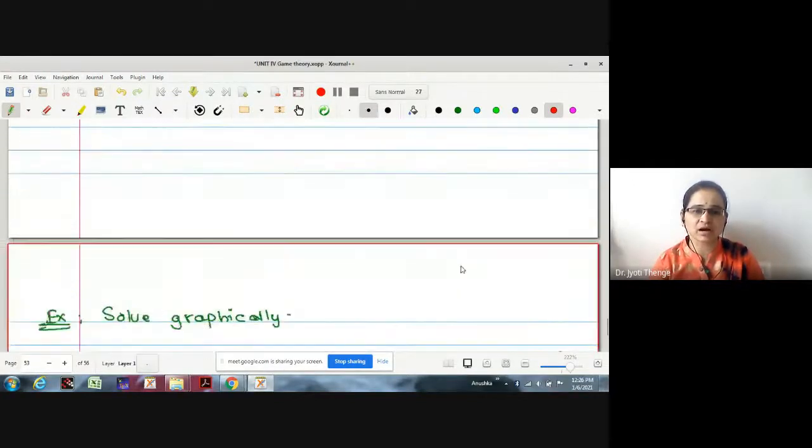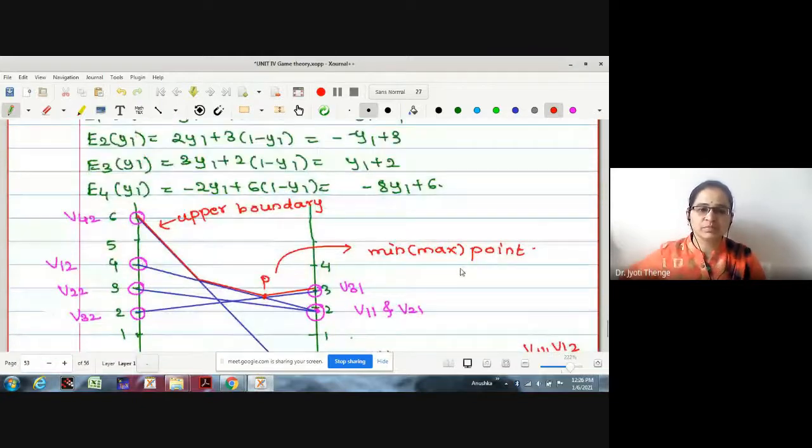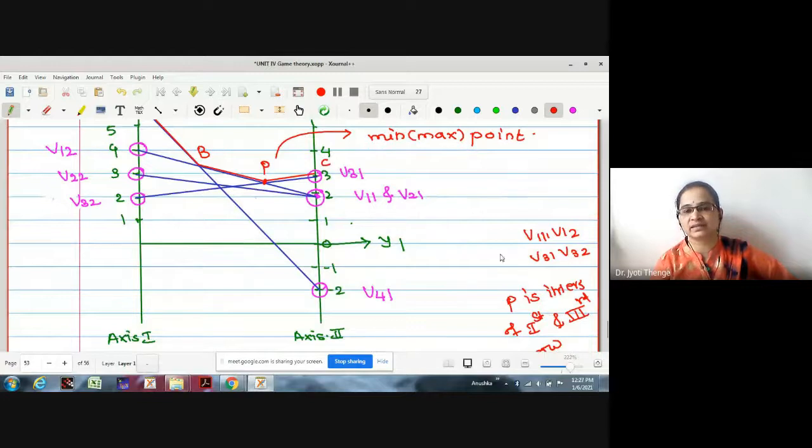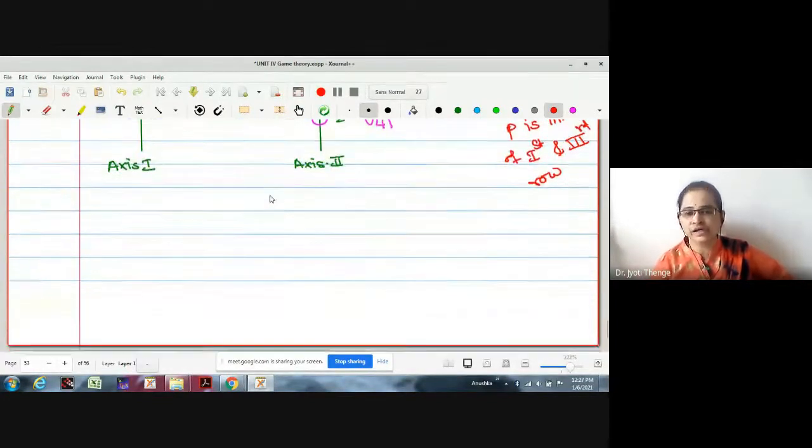For this, you have to mark the points. Let me mark those points. Here I can give the names A, B, P, C. A, B, P, C is an upper boundary representing the maximum expected losses of player B, and the lowest point of the upper boundary is P. So this point is giving us the min-max point, and this is the intersection of the two lines. You can write like this, and therefore this P is going to give the reduced matrix.